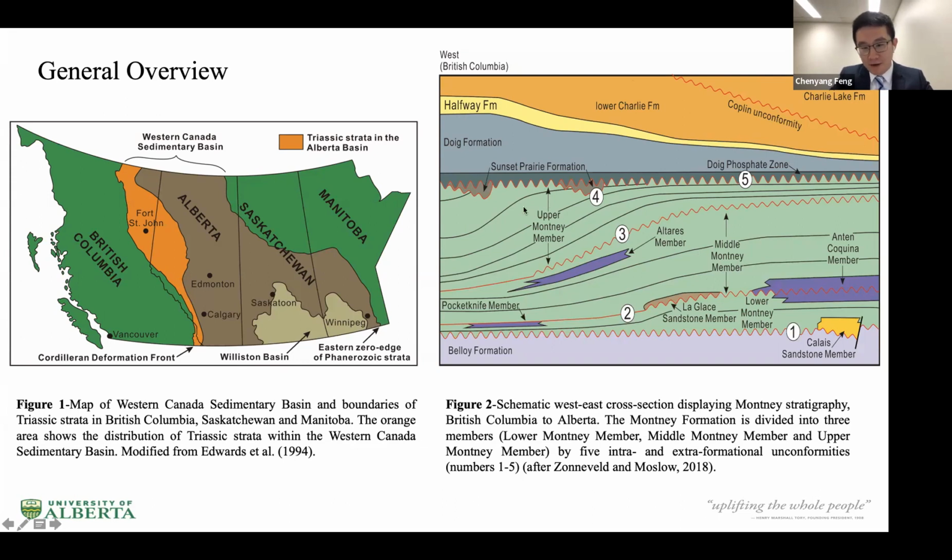The upper Montney member unconformably overlies the middle Montney member and is sharply overlain by the Sunset Prairie Formation or the Doig Phosphate Zone. So far, a lot of valuable research has been done on the Montney formation, but mostly focused on the middle and the lower Montney members.